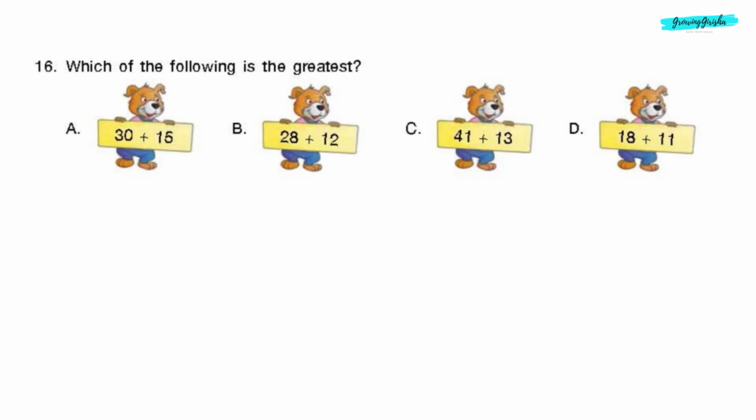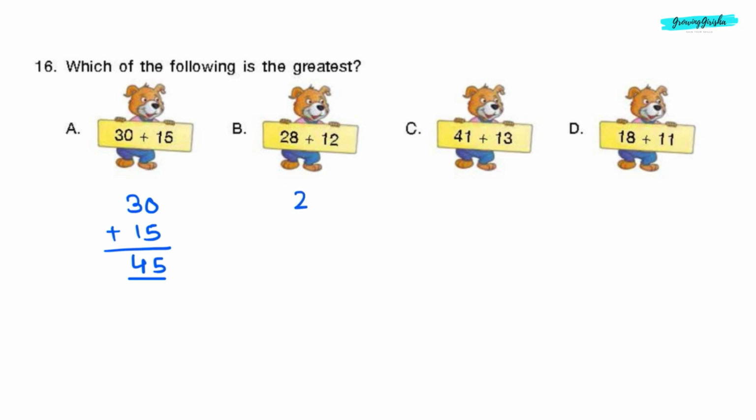Question 16. Which of the following is the greatest? So we'll start solving the options. Option A, 30 plus 15. 0 plus 5 is 5. 3 plus 1 is 4. Option A has 45 value.